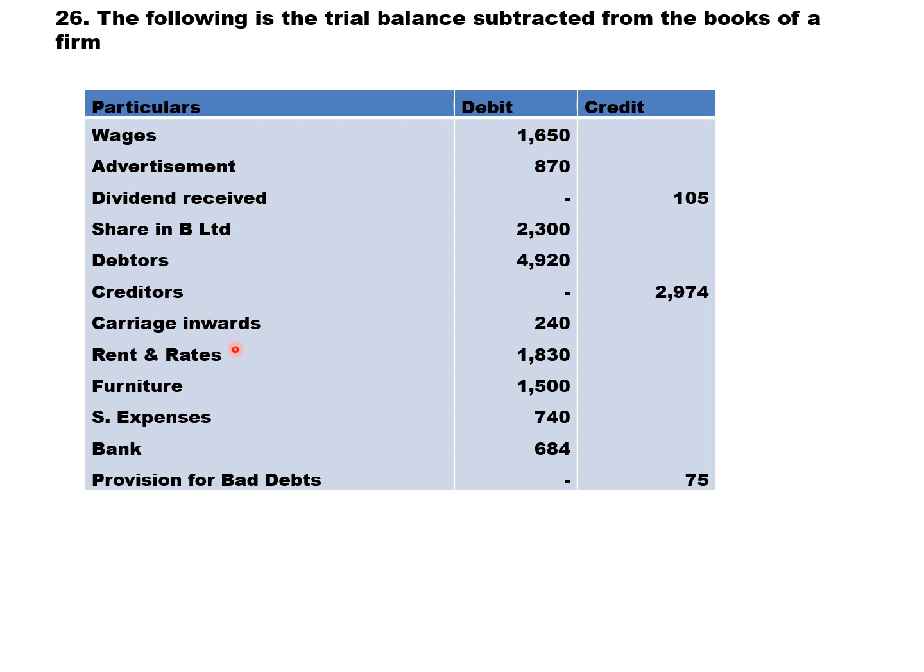Carriage inward will come in trading, rent and rates will come in PL, furniture is an asset balance sheet, sundry expenses PL, bank will come in balance sheet. Provision for bad debts is nothing but RBD. So RBD given in adjustment is new, given in trial balance is old. So this 75,000 is treated as old. So old RBD 75,000.